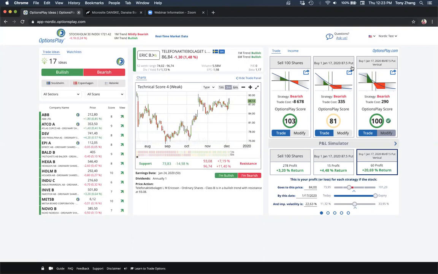The put spread is a little better. It makes a 20% return. In my opinion, this is not a strong enough case to really go short if you think the stock is going to decline to 84 crowns, right? Not a big move from 86 to 84.